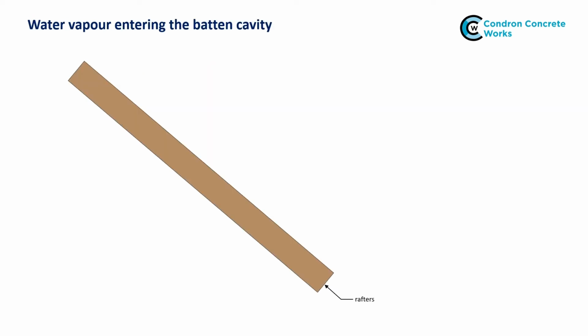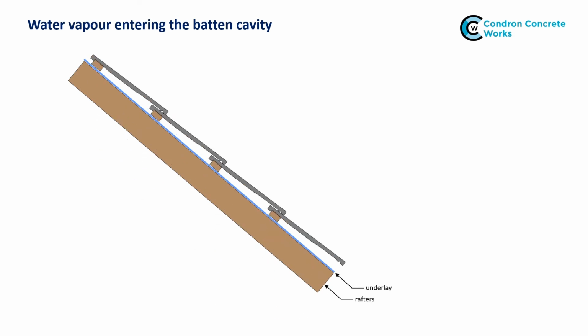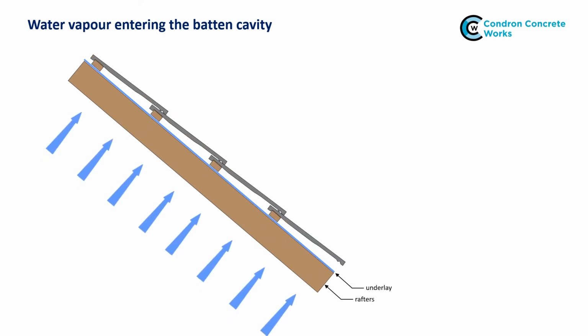This is the same roof shown in section. The underlay is laid directly over the rafters, and the tile battens and tiles are fixed directly over the underlay. Water vapour passes through the underlay and ends up in the batten cavity. That's the space between the underlay and roof tiles. The only way for the moisture to escape the batten cavity is through the gaps around the tiles.